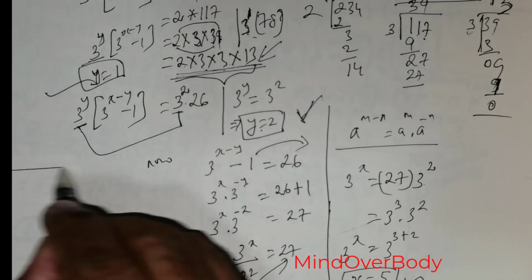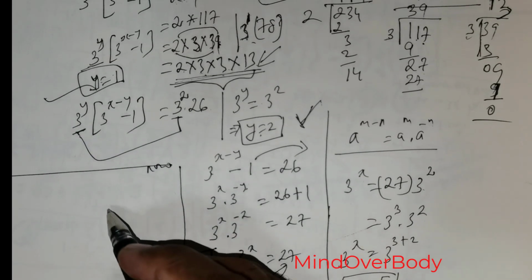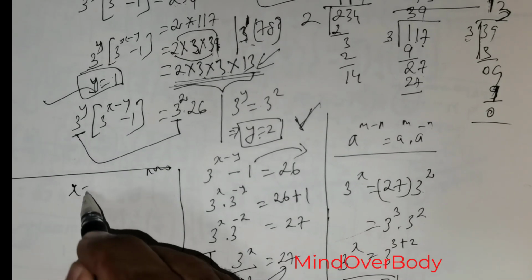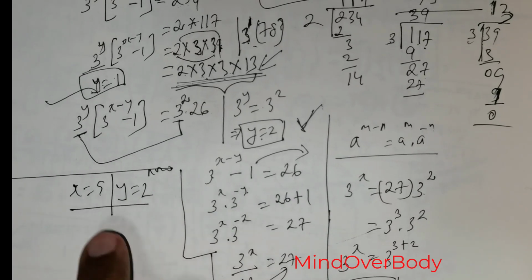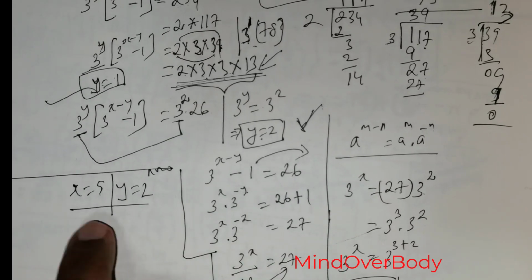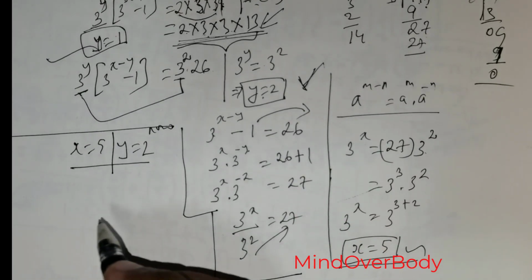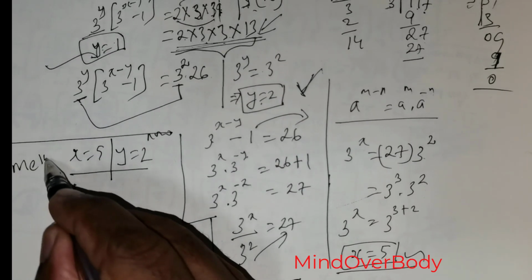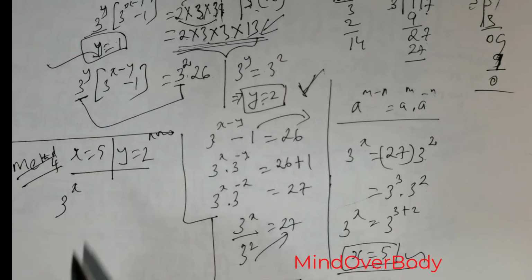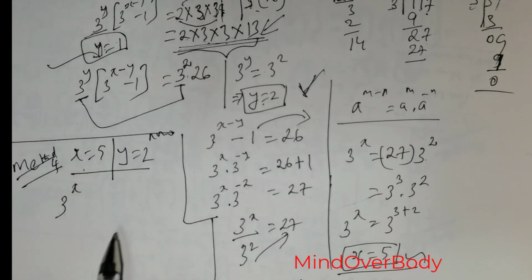What is the fourth method? Some of you will have a claim: why is it that x is equal to 5 and y is equal to 2 are the only solutions? What if there are other solutions? This is perfectly not possible, and I'll just tell you why. This is method number 4. Method number 4 is to ascertain why x is equal to 5 and y is equal to 2 is the only solution possible for this question.